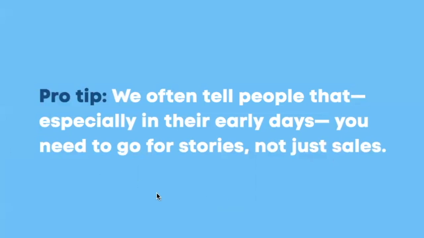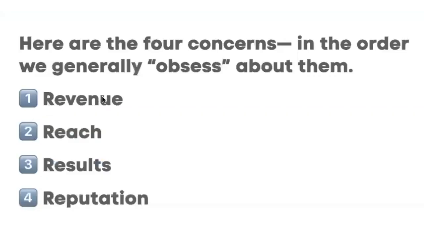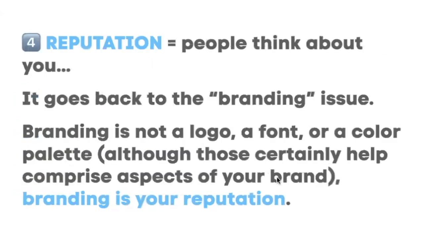Here's why, just a pro tip. We often tell people you want to get results. So in the early days, especially, you need to go for stories of changed lives, not just sales. Make sense? All right, again, 4 concerns in the order we generally obsess about them: revenue, reach, results, reputation. Revenue, reach, results. Let's talk about reputation.